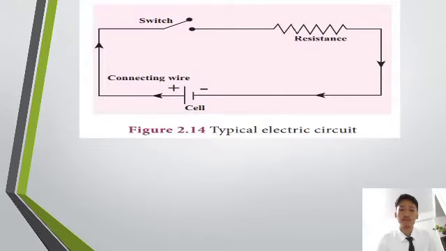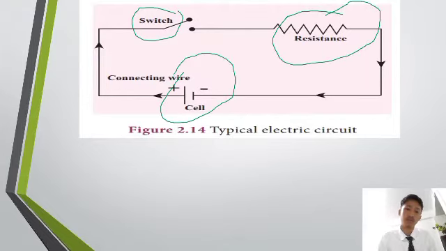This is a normal typical electric circuit which we have been studying from our lower standards. It consists of a switch, a simple resistance, and a voltage cell, and obviously there is a current flowing. In such circuits, it's very easy to find the resistance. We can simply use Ohm's law, V equals IR, to find the resistance or even the voltage in such simple circuits.